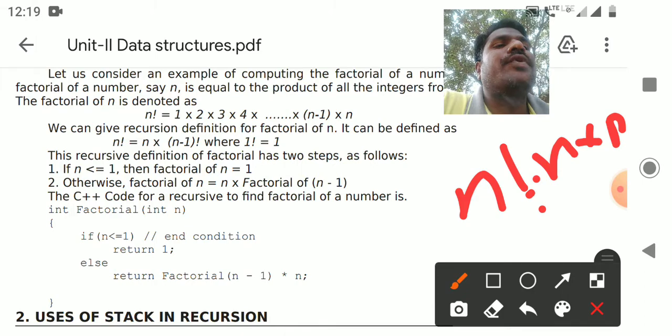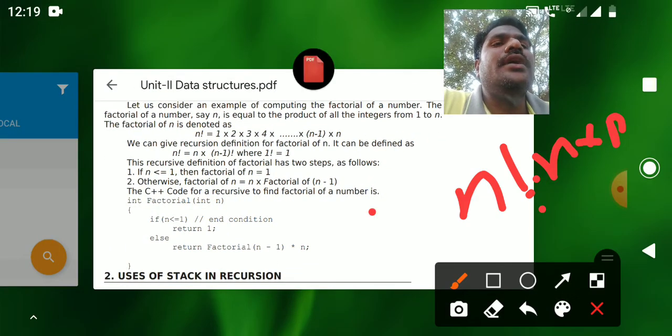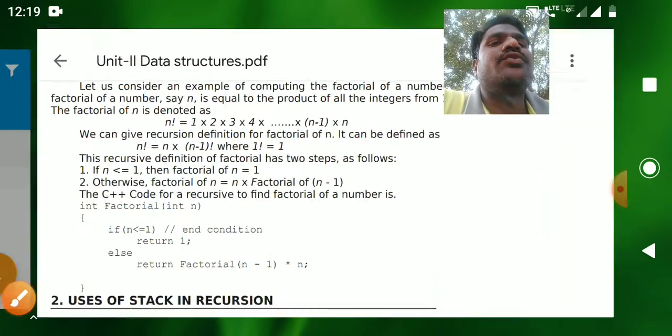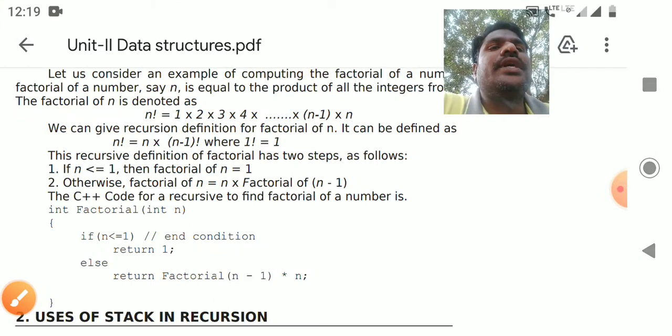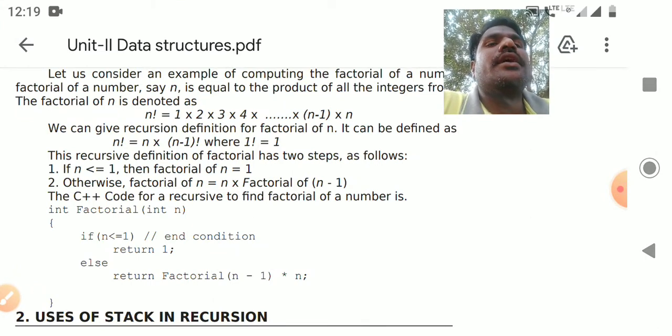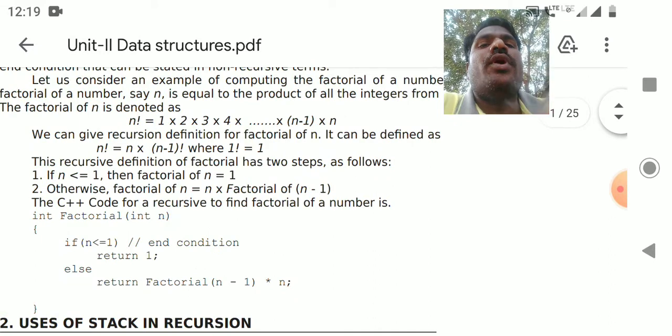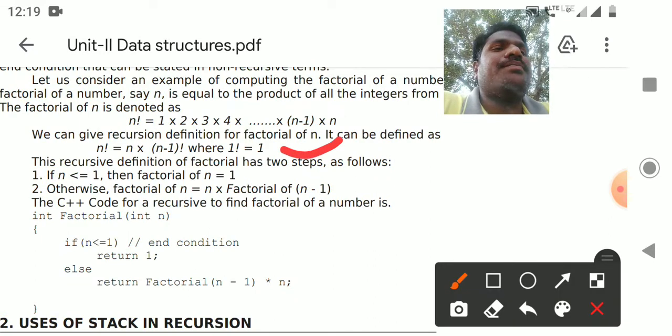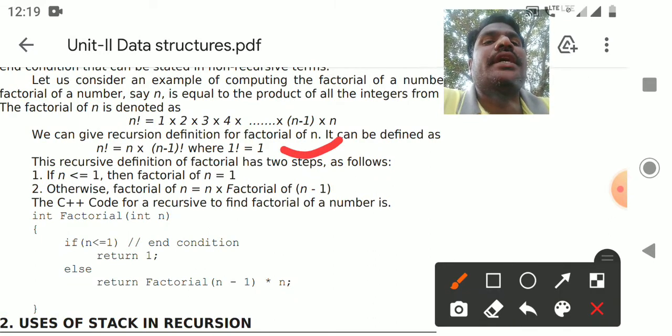We can give the recursive definition as n factorial is equal to n into (n minus 1) factorial. That is the recursive terminology, where 1 factorial is 1. The 1 factorial is 1, that is the end point. Now, by using this logic, we can write a recursive function definition.